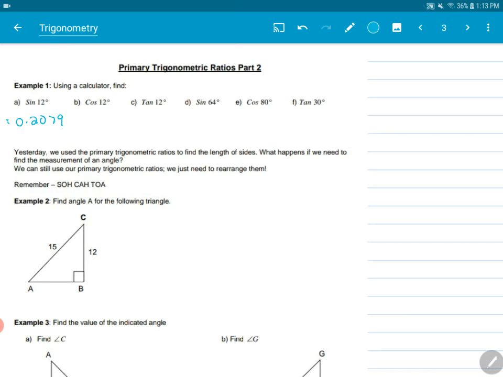So what happens if we need to find the measurement of an angle? We still need to use our SOHCAHTOA, we just have to rearrange it a little bit. So example 2 here says find angle A for the following triangle. So if we look at angle A here, I'm going to put a little theta in there. That's what we were using yesterday, so we can keep on using that. You also can just say sine A.